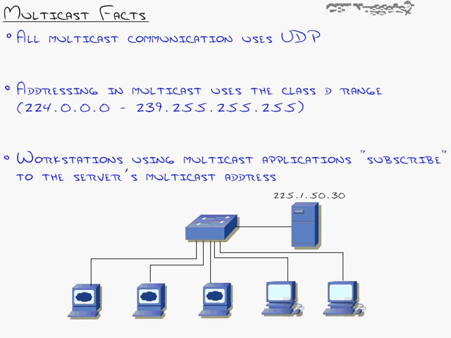Now let's get into the facts about multicast. Multicast is all UDP based. That means there is no reliability built into multicast traffic. There is no windowing, like TCP windowing, that can tell somebody to slow down or speed up if you've got more bandwidth available. It just sends it in the hopes it gets there. It's a steady stream.